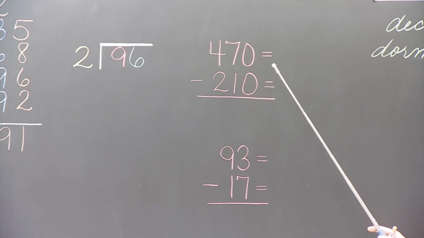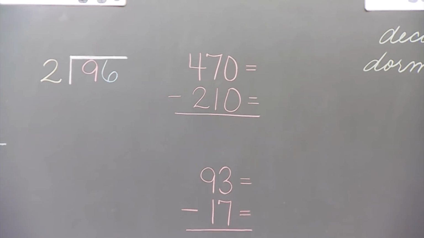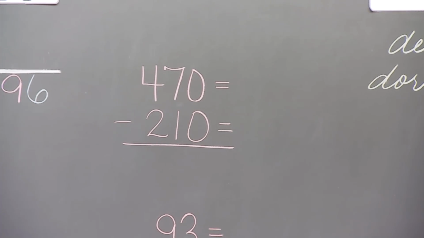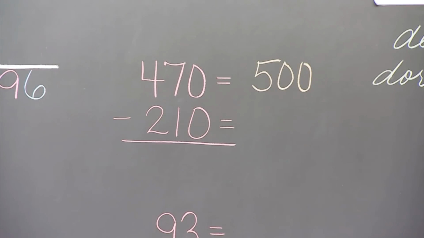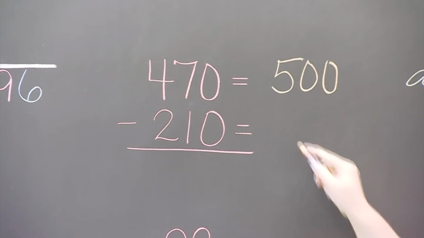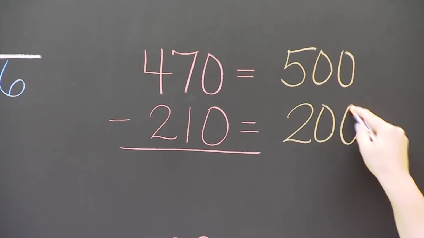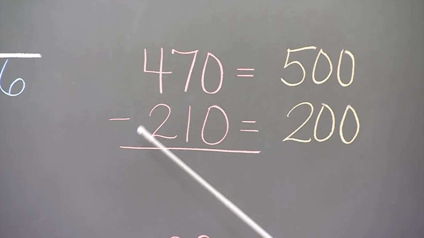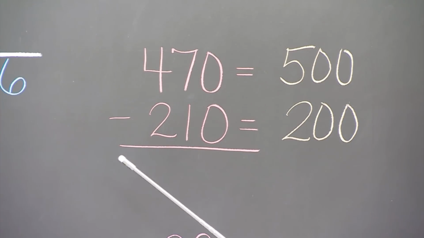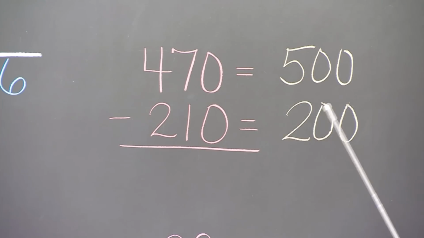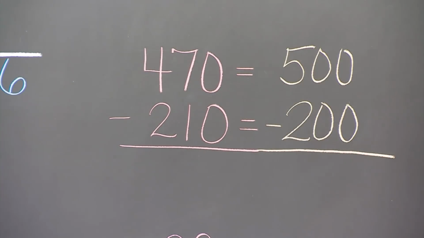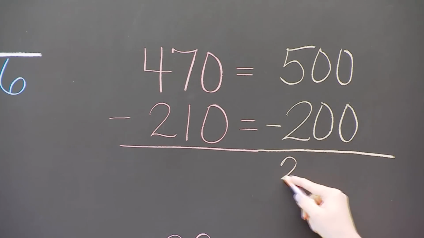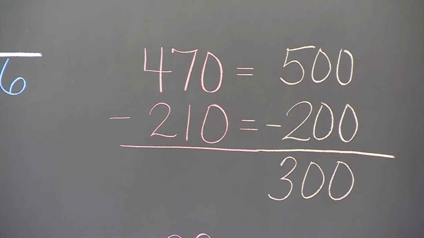470, what hundred does that round to, Emily? 500. Yes. Now let's take a look at 210. What hundred does that round to, Asa? 200. Yes. Now, am I going to add or subtract, Jackson? Subtract. Because our sign here tells us to subtract. Always check those signs, whether you're adding or subtracting. Now we're just going to take a look at 500 minus the 200. What is 500 minus 200, Lexi? 300. So 300 is that final answer. That is the estimated answer.